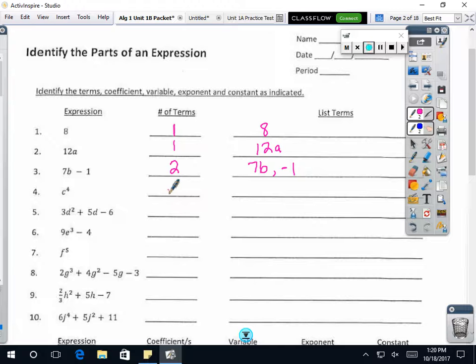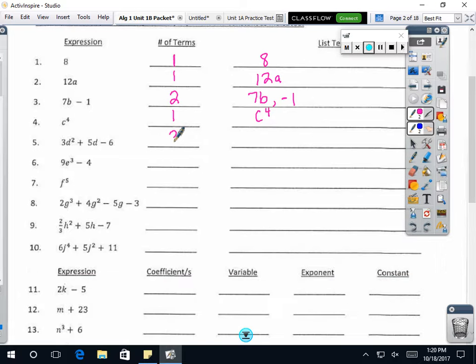Okay, number 4, how many terms are there? And what is that one term? C to the 4th power, or C raised to the 4th power. Number 5, how many terms are there? Right. What is the first term? Okay. Second term? And third term? Negative 6. Number 6, how many terms are there? 2. What's the first one? 9e to the 3rd power, or 9e cubed? Okay, what's the second term?